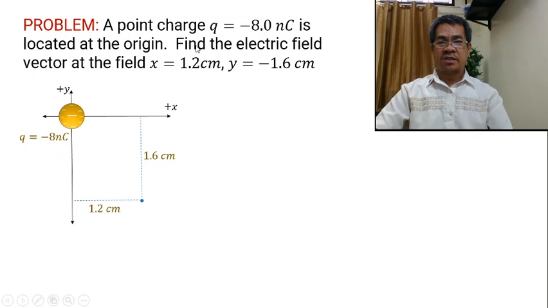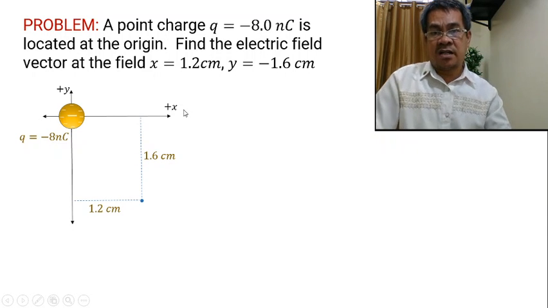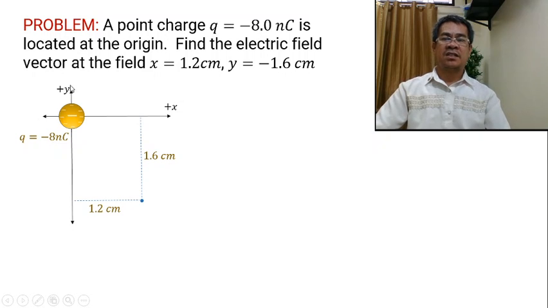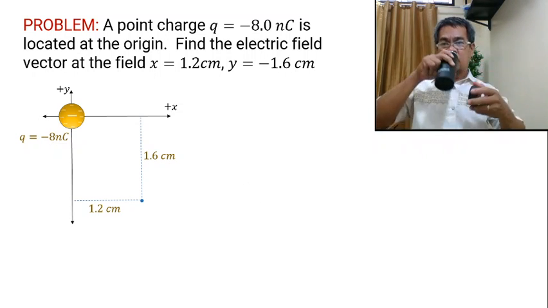So when we say find the electric field vector, present your answer in terms of i hat, j hat, because the electric field in vector form gives the full description of that vector. It has the magnitude and it has the direction.